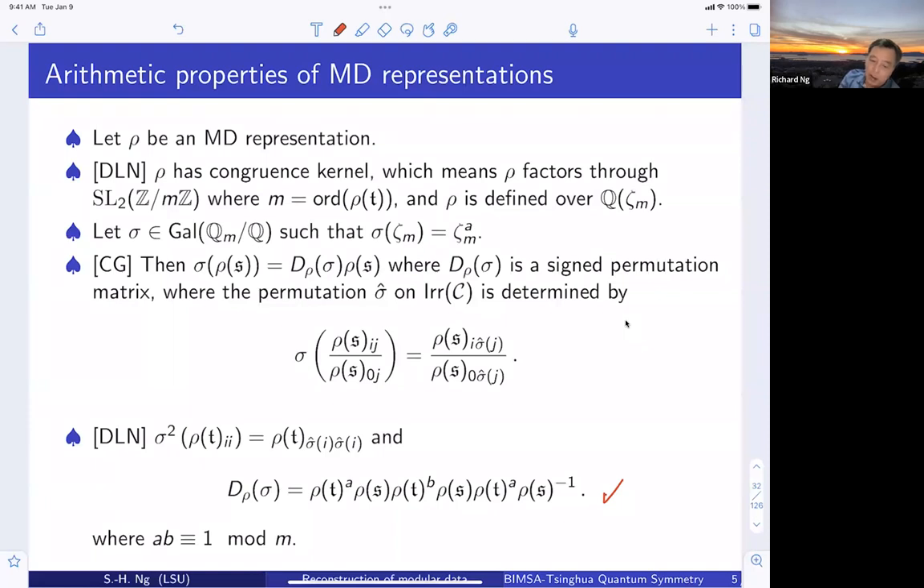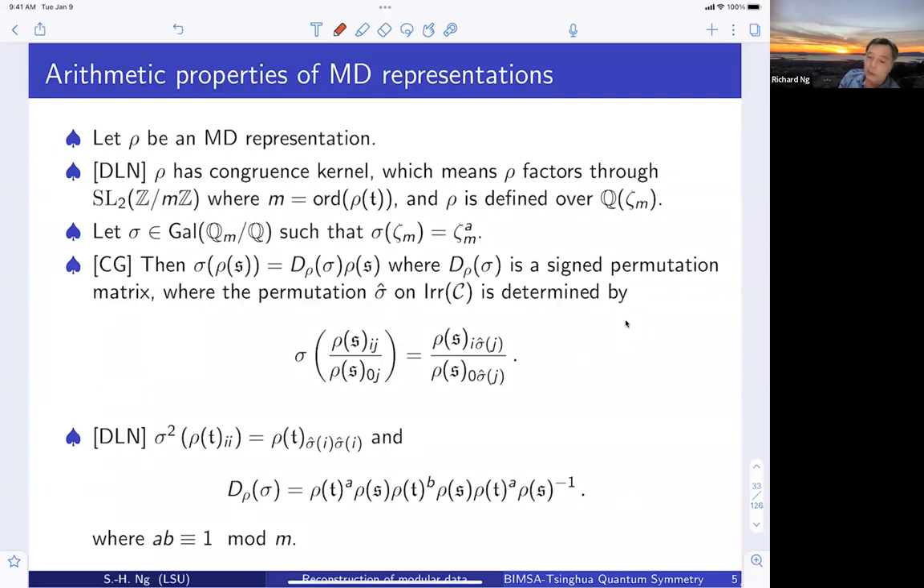So basically, we know how sigma squared, when applied to the image of T for an MD representation, permutes the diagonal entries according to the sigma hat defined by this formula, or the formula for the S matrix. So they tie together. This becomes another arithmetic rigidity property to decide whether a given representation is an MD representation or not.